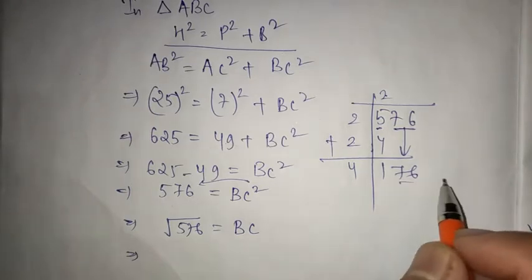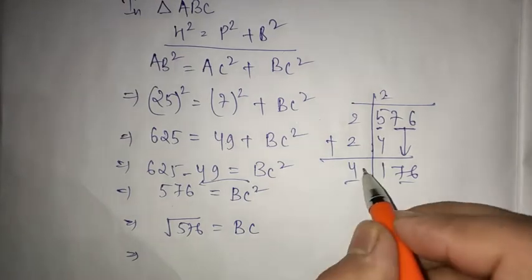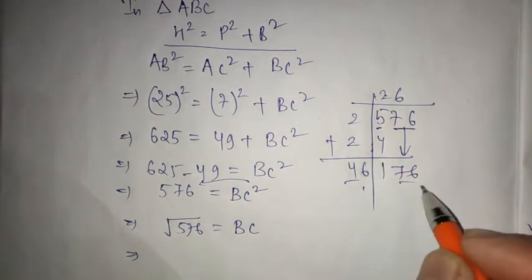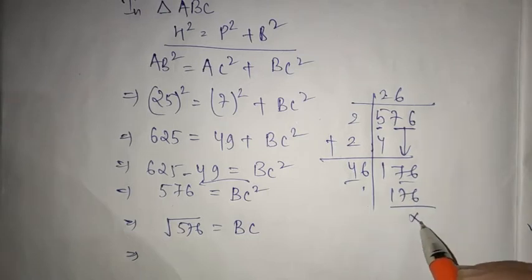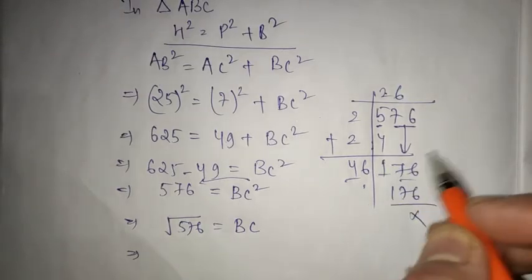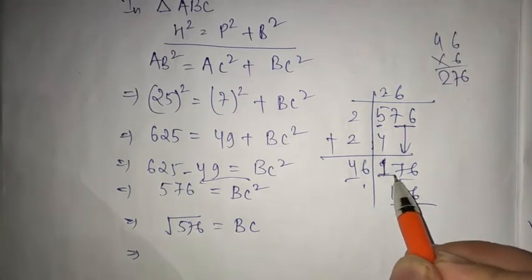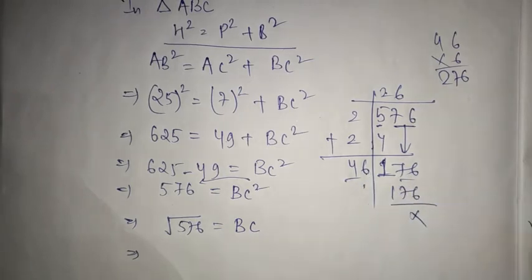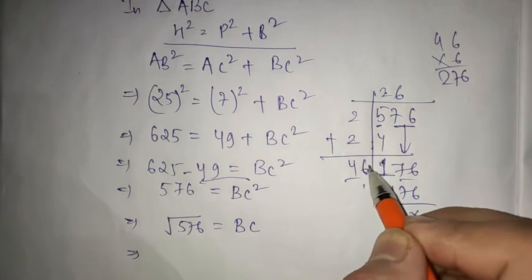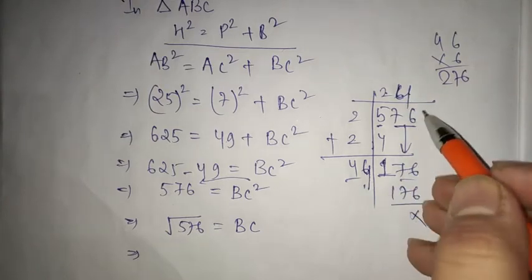76. So 76 is a lucky number for question number 1 also, because in question number 1 we got 76. So here again 4 was a divisor there, so just put 6, take the help from there. Now 46 into 6 is 276, but here we have 176. So 6 is not allowed. Okay, move outside. So 4 will be allowed there, because 44 into 4 is also 176.